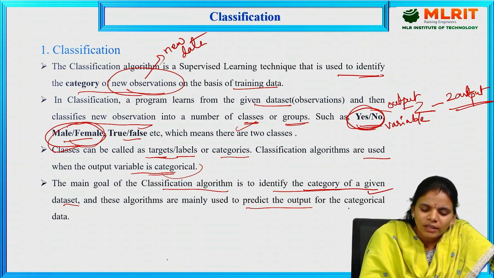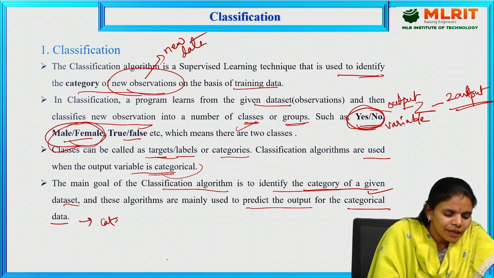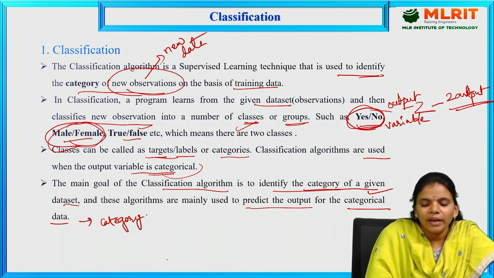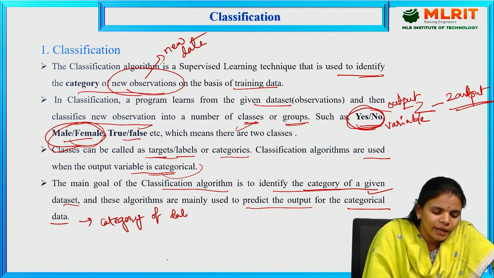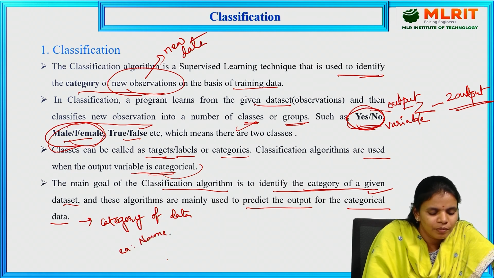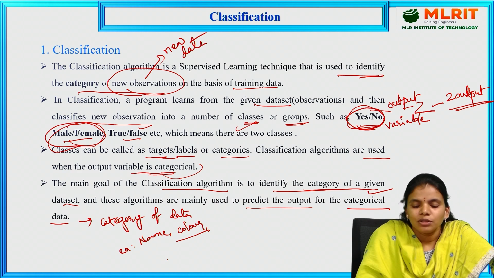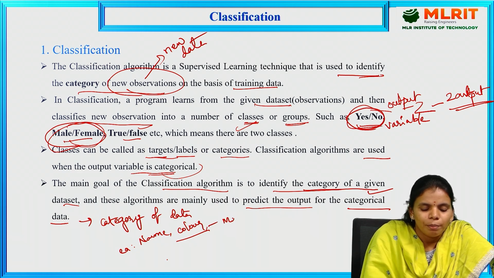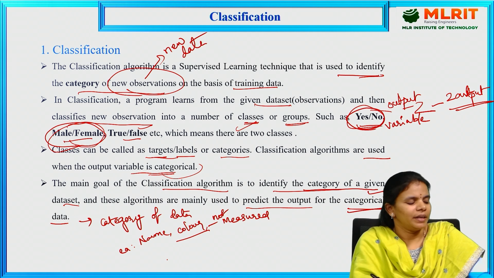So what is this categorical type of data? It is data which defines the category of the data. Categorical data means data which defines only the category of that particular data, for example name, color. This is a category of the data, which is not able to be measured, and is called categorical data.